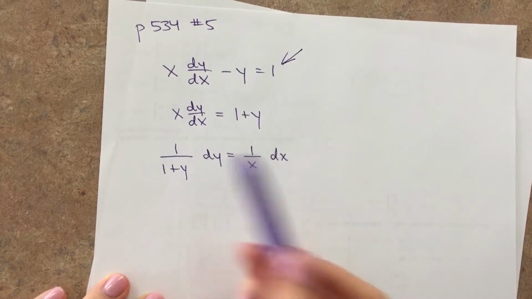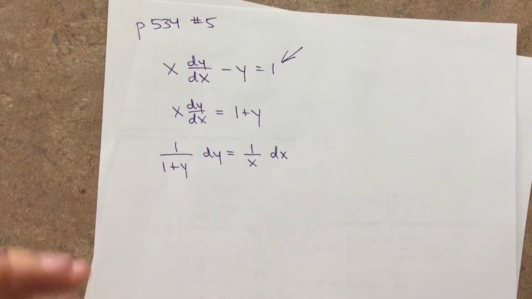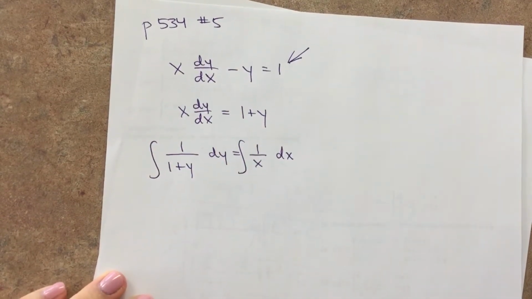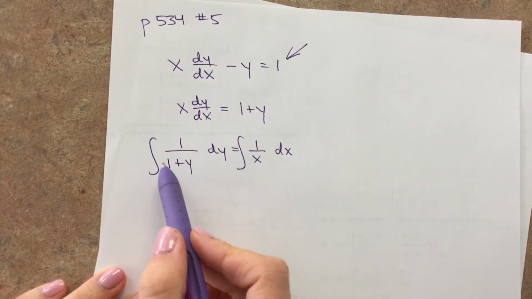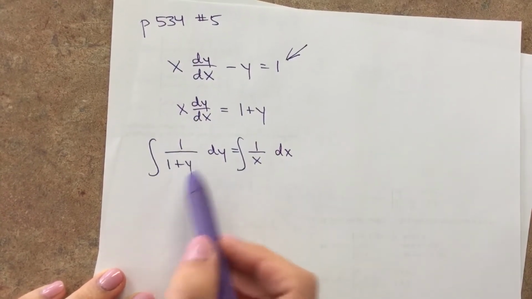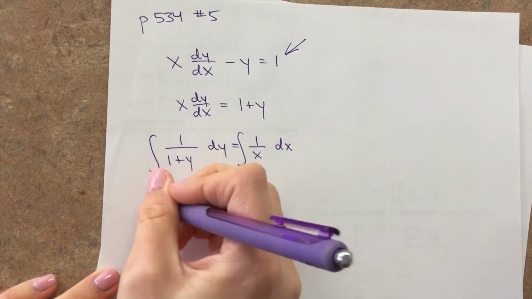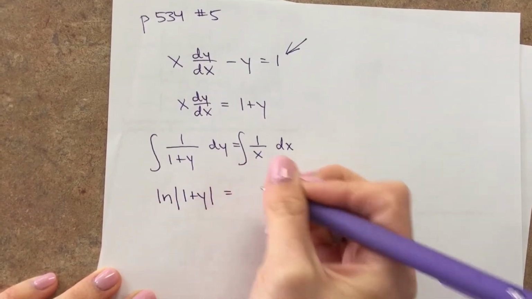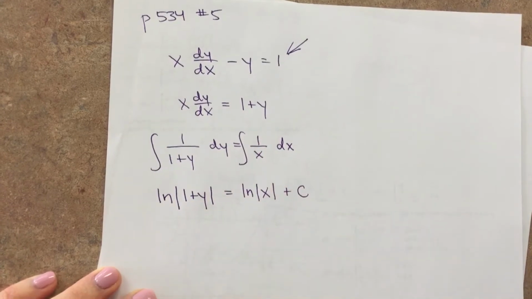So now we've got everything separated, because you can only multiply by dy. You can't have y plus dy, like I said. So then we integrate. Both of these sides are going to be natural log, because they're both just negative first powers. This, you could use a u substitution, but you don't technically need one because this guy's derivative is just 1. So this would be natural log of the absolute value of 1 plus y. This right-hand side would be natural log of the absolute value of x, and then plus c.